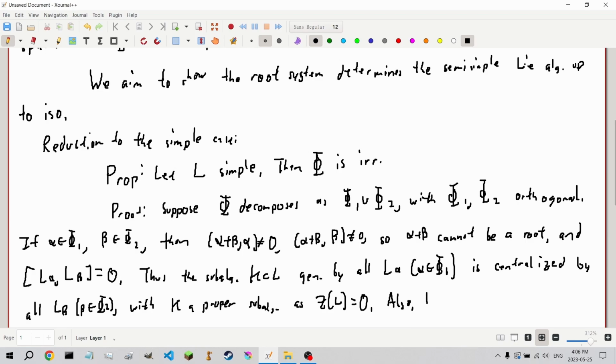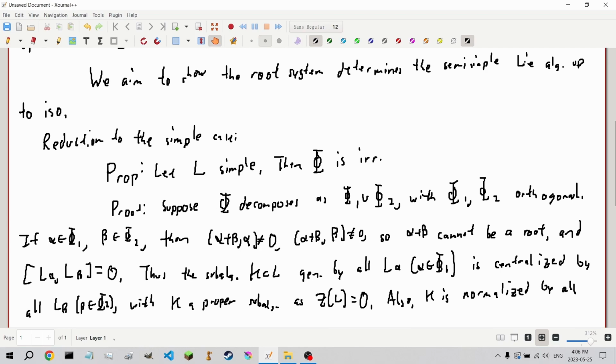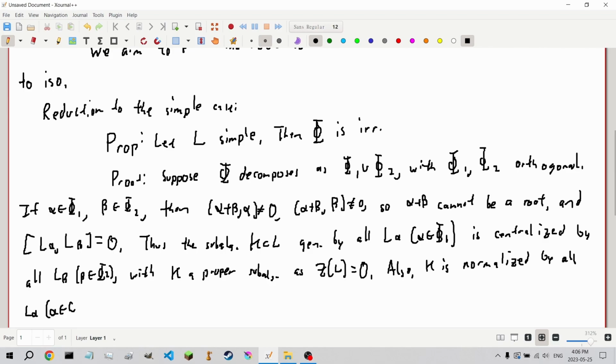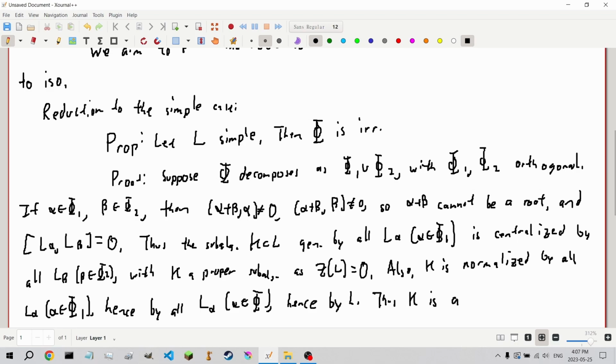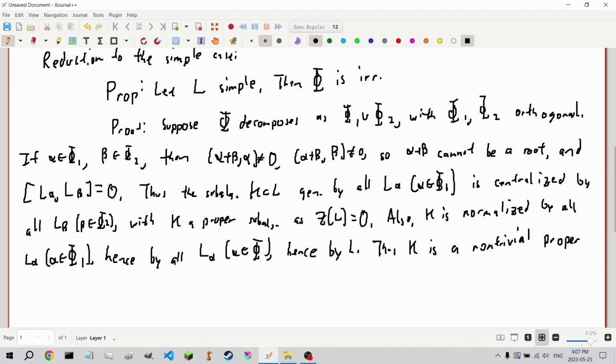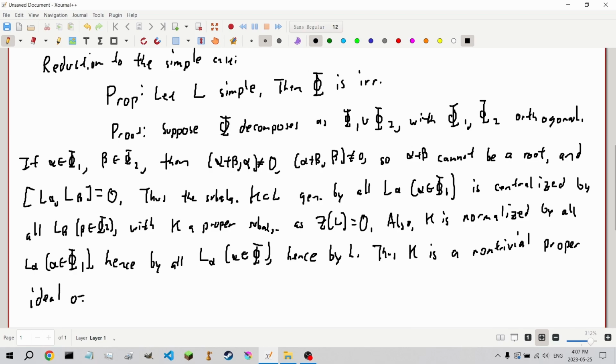However, we also see that K is normalized by all L alpha for alpha in Phi1. Hence, it is by all L alpha for alpha just being any root from anywhere. Hence, it extends to all of L. Thus, K is a non-trivial, proper ideal of L, but we know that L is simple, and so this is a contradiction.